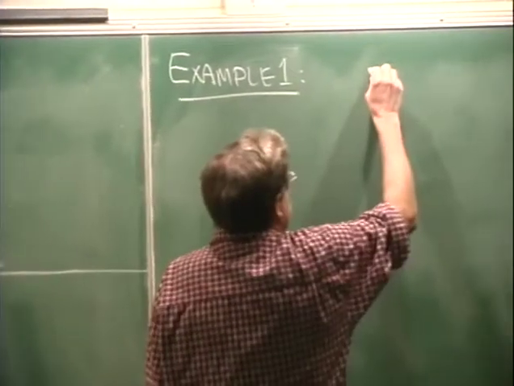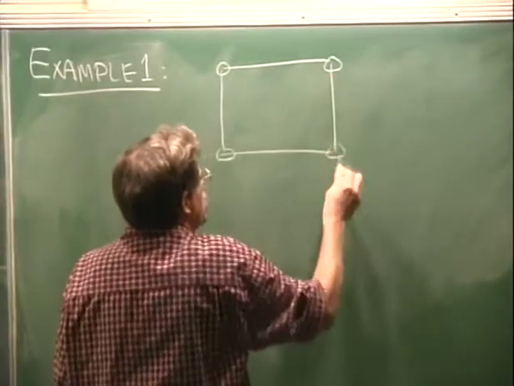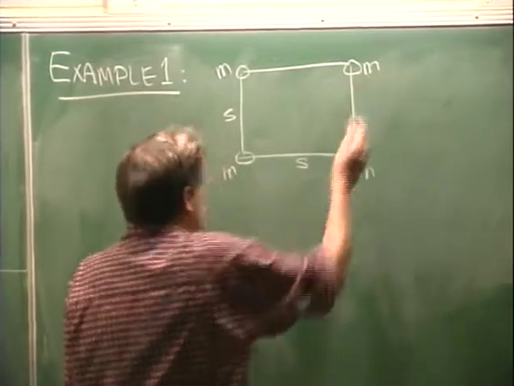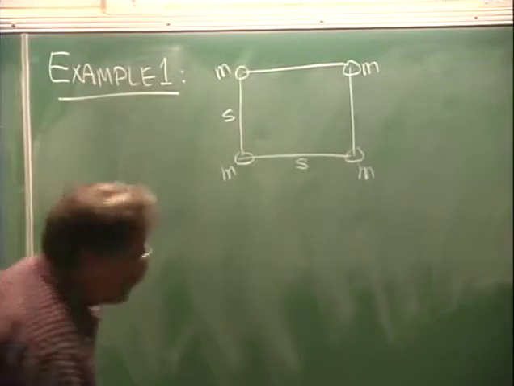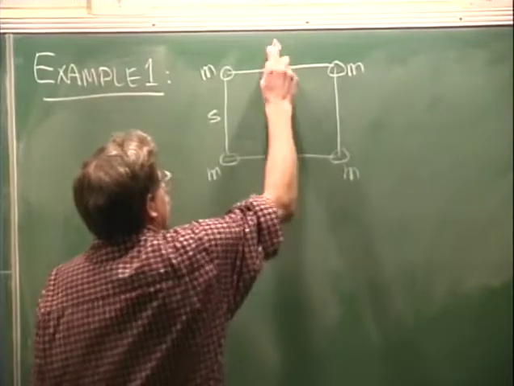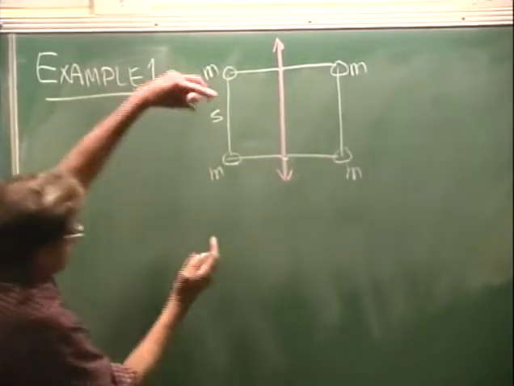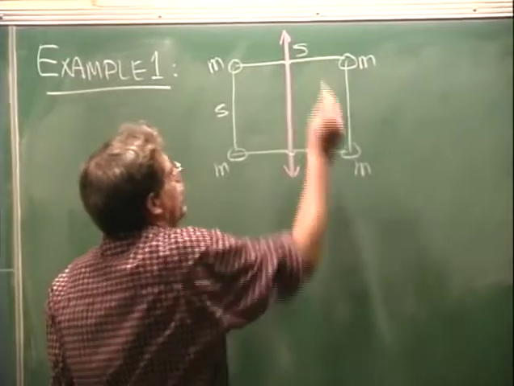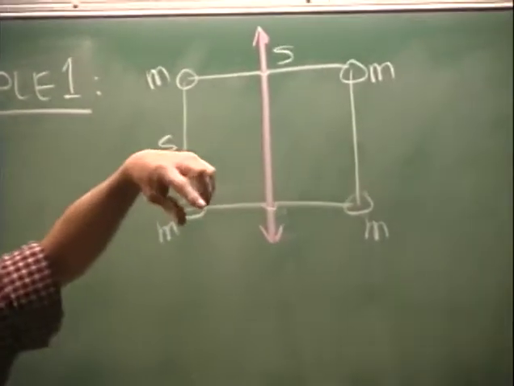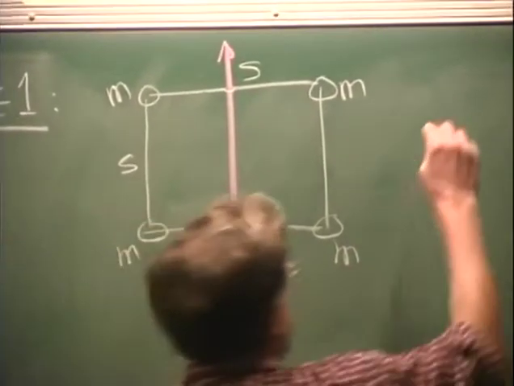I have an object that consists of four masses located at the corners of a square, a square of side s, and each corner has a mass m on it. And I want to know what is the moment of inertia about this axis here. It's handy to put arrows on the two ends of an axle, so that the reader knows what we're spinning this thing around. So you've got a picture, a square frame, four masses connected by very light rods. I'm not worried about those. And I'm going to spin this thing about an axis through the center like that. What's its moment of inertia?